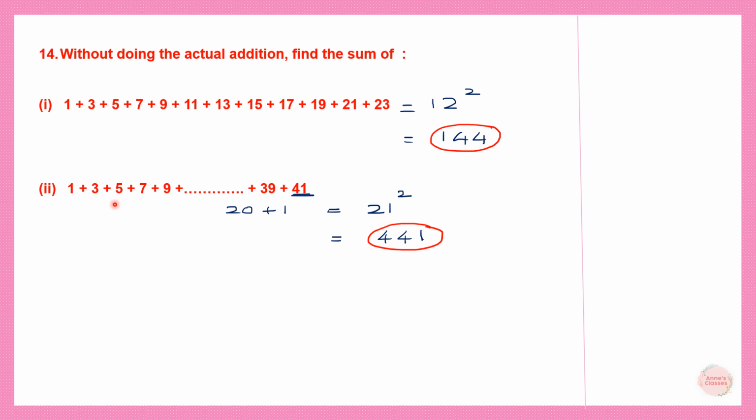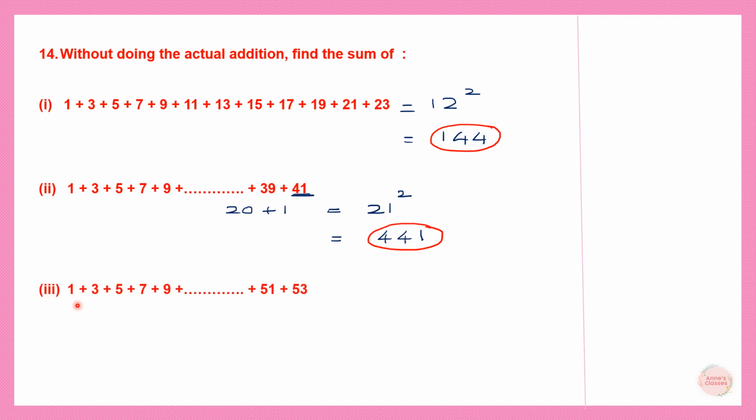So to find the sum of 21 odd natural numbers, we just have to find the square of that, which is 441. So you don't have to write down all these numbers and add them up. All you have to do is find the square and get your answer.